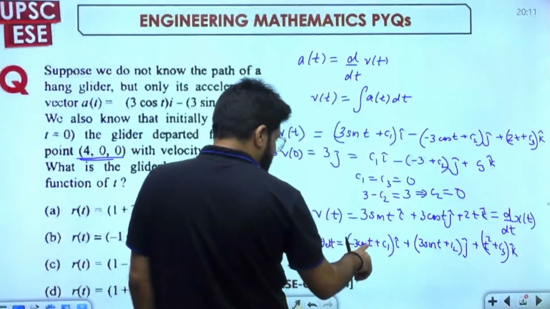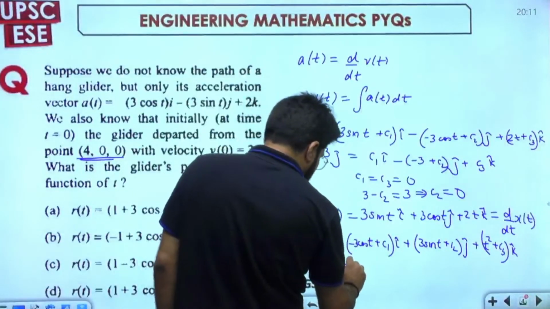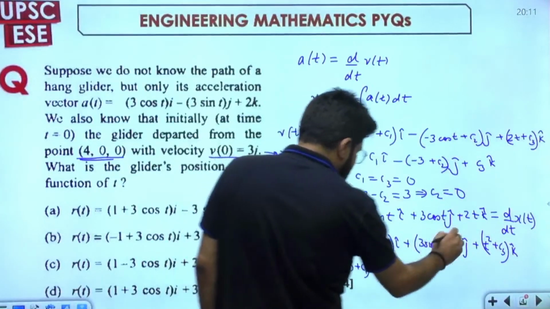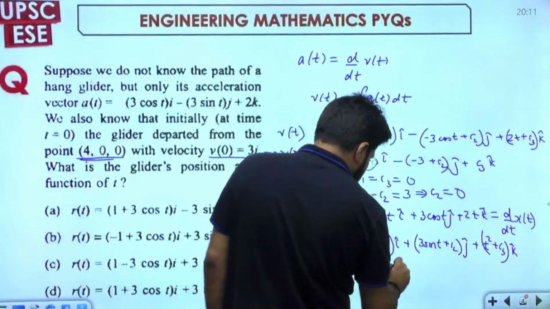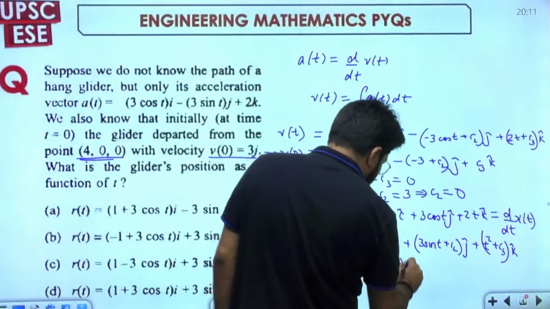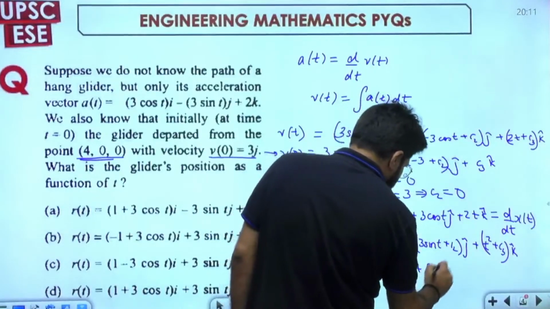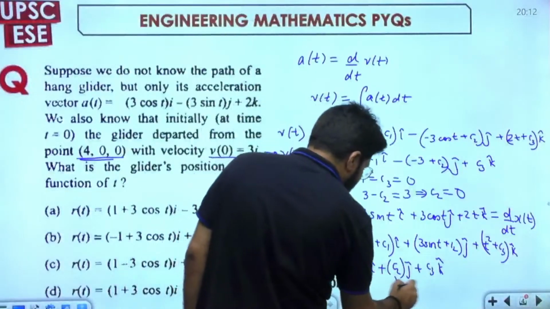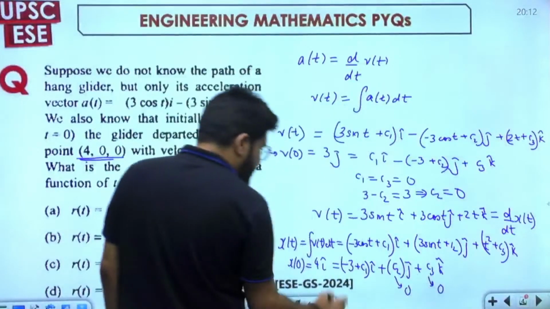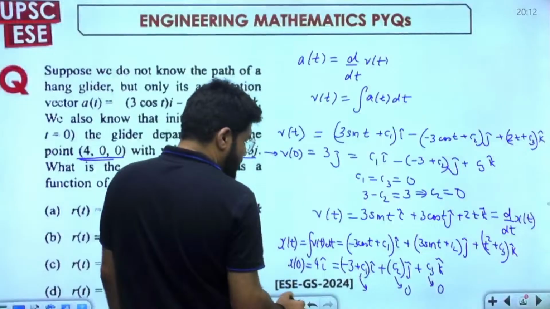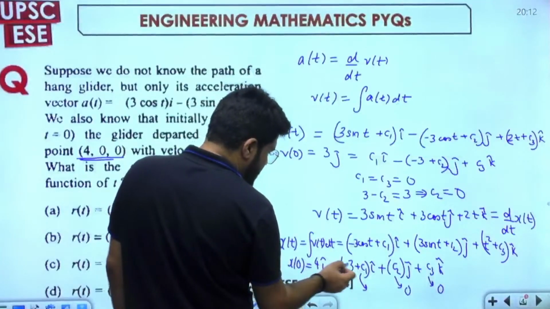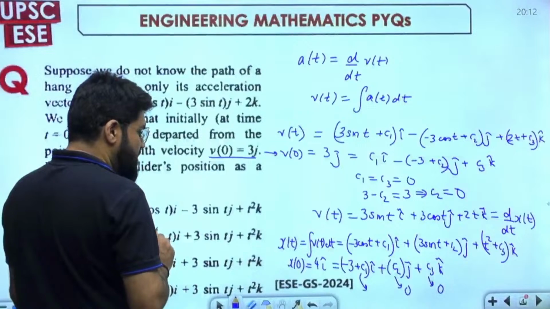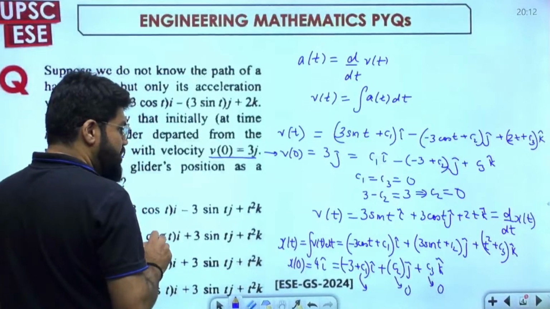So if I put t equal to 0 here, cos 0 is 1, so minus 3 plus c1 i cap, plus, sin 0 is again 0, so c2 j cap, and c3 k cap. Now there is no j and k component on the left, so c2 and c3 are 0. But what should be the value of c1? So 4 is equal to minus 3 plus c1, correct? So c1 should be equal to how much?